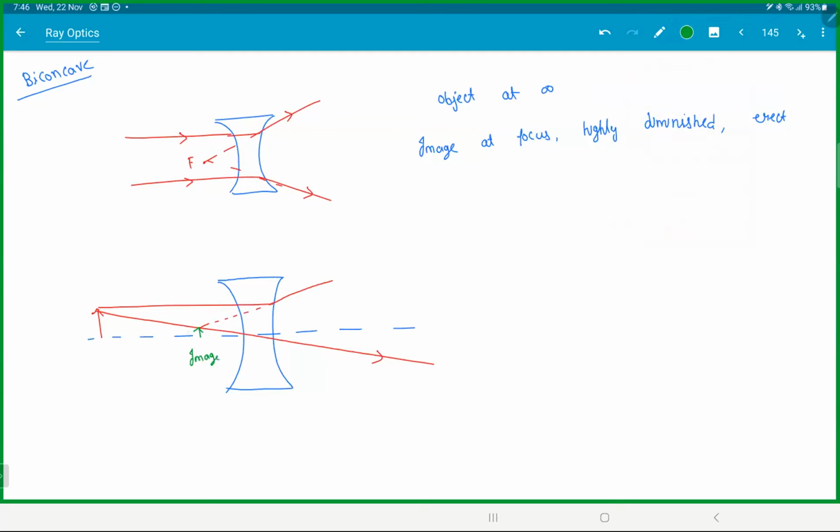Virtual. Image is diminished. Virtual, diminished, and direct. Just like the convex mirror formula. Check it out. This thing is similar to convex mirror. There is a resemblance.